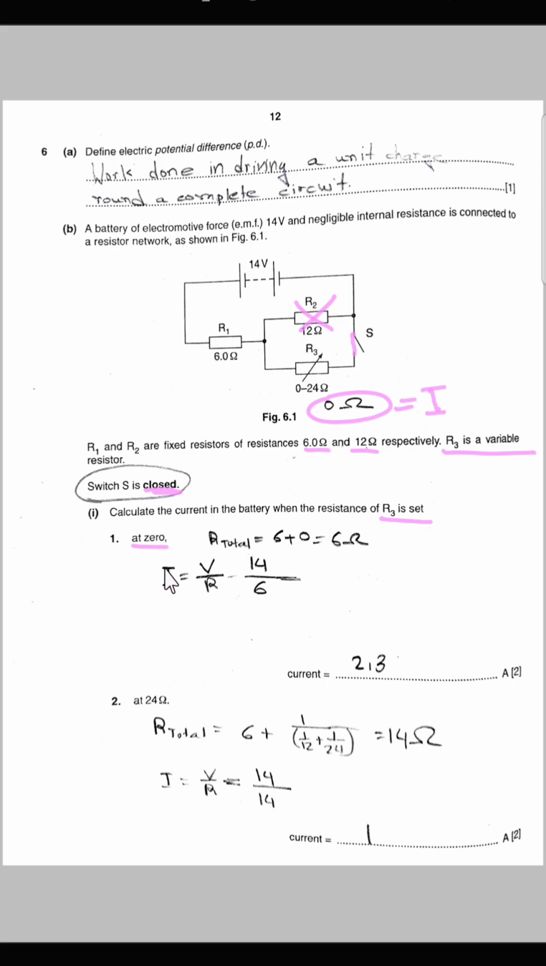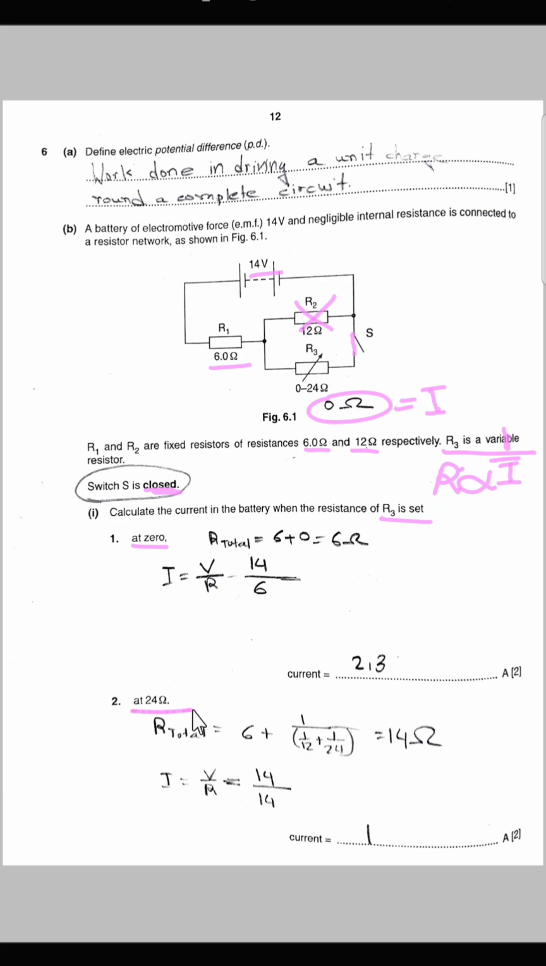So to calculate the current, I is equal to voltage divided by resistance. Voltage is 14 volts and the resistance is R total, that is the value of R1, 6 ohm, and the value of R3, 0 ohm, because it is given that R3 is set to 0. There is no current flowing through R2 because all the current would flow through R3. So current would be voltage by resistance, that is 2.3 ampere.